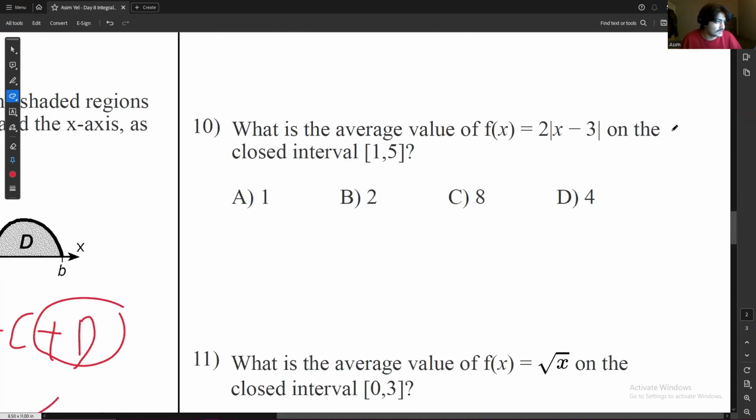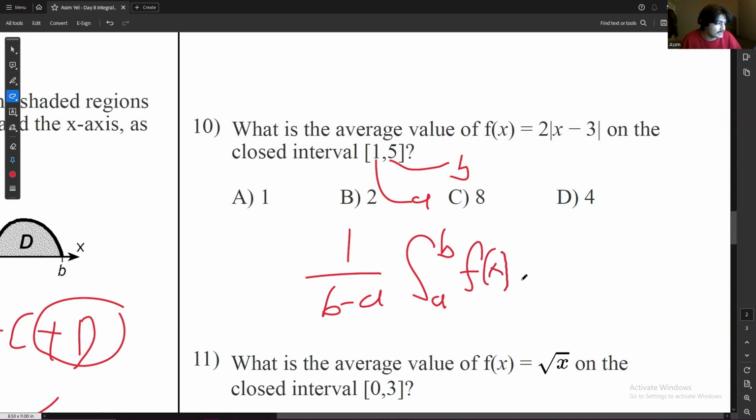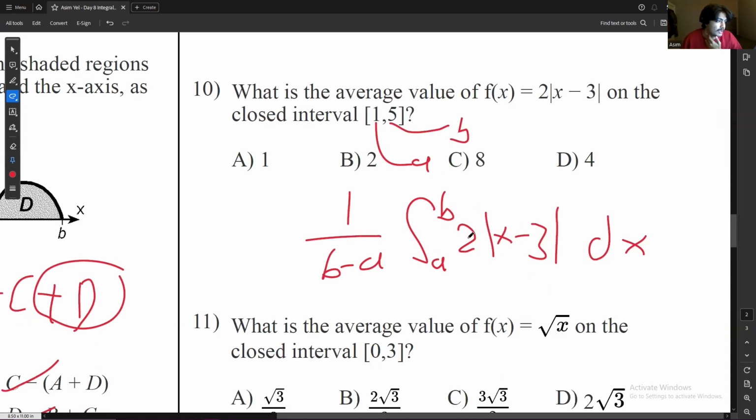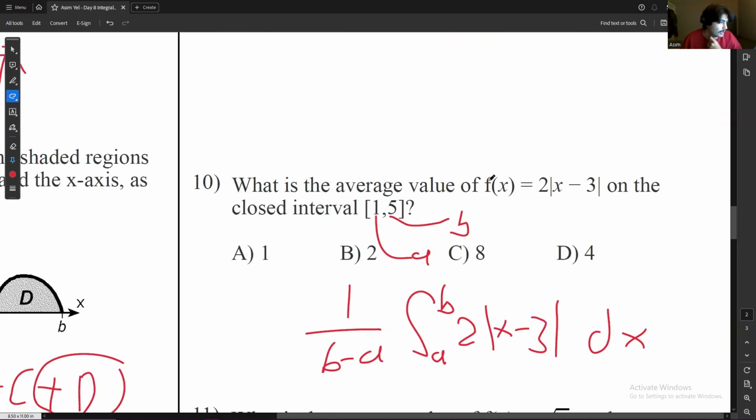What is the average value of this on the closed interval? So guys, for average value questions, as I said, this will be your b value, this will be your a value, and then you just write 1 over b minus a, integral from a to b, and you just write your f of x dx. So I'm not going to write f of x dx since I know this is going to be my 2 absolute value of x minus 3 in this interval. So what I'm going to do is find the area for that interval.